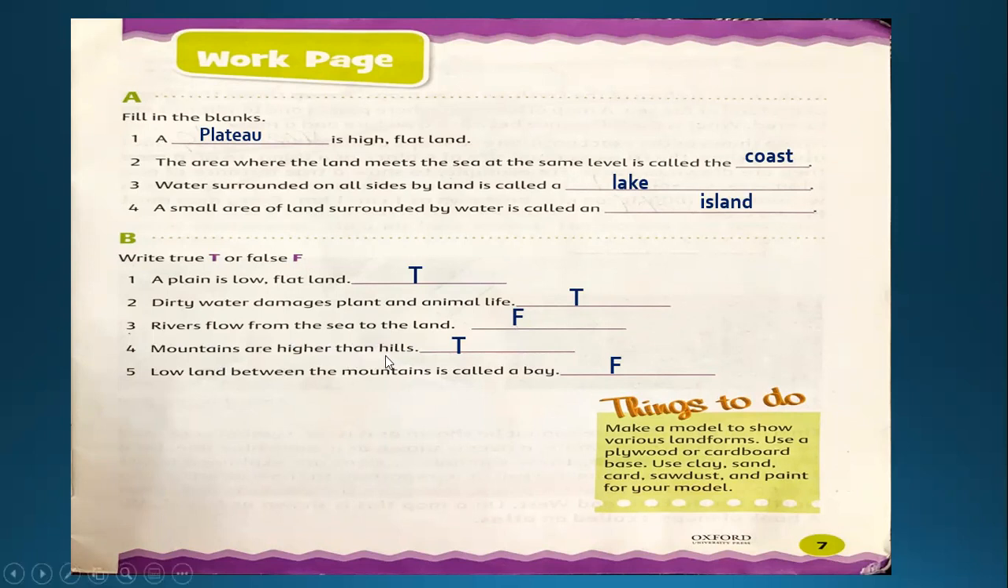Mountains are higher than hills. Yes, of course, mountains are higher, so it's a true sentence. Low land between the mountains. Just hurry up, think. Low land between the mountains or hills is a valley, right? Then what is written here? Low land between the mountains is called a bay. No, it's a valley. So if bay is written, it means it's a false sentence. Bay means just like a beach, just near the sea. So it's a false sentence. Low land between the mountains is called a valley.